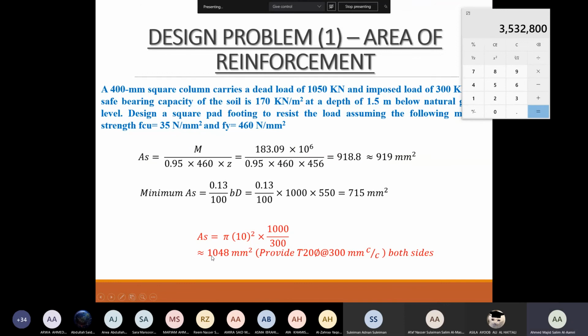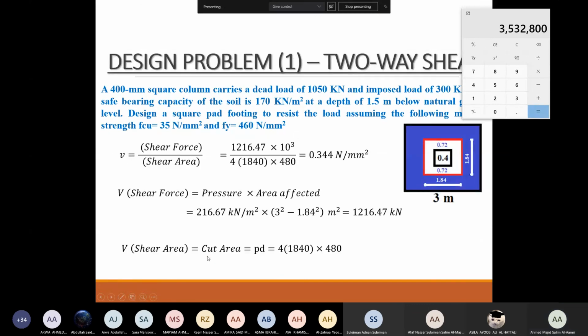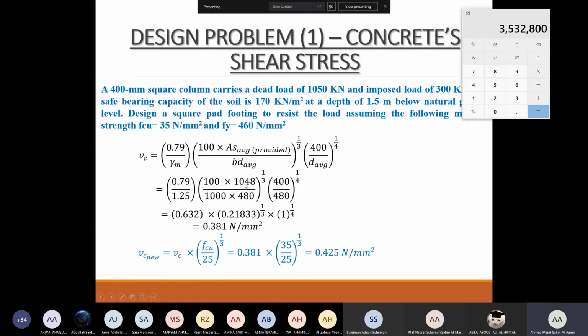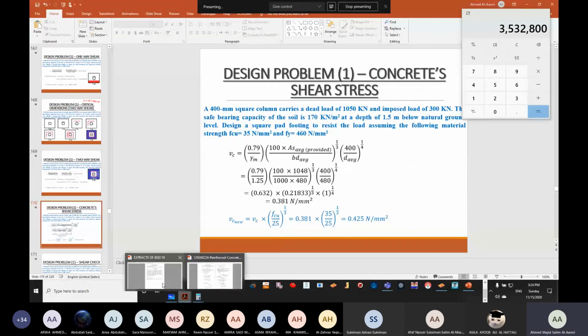Okay, so I have used 1050 or 1048. So we used the equation 1048. Now here it's 400 divided by 480, but the code says for you that you cannot take something lesser than 1. That's why we have taken it to be 1. Let us check the code.